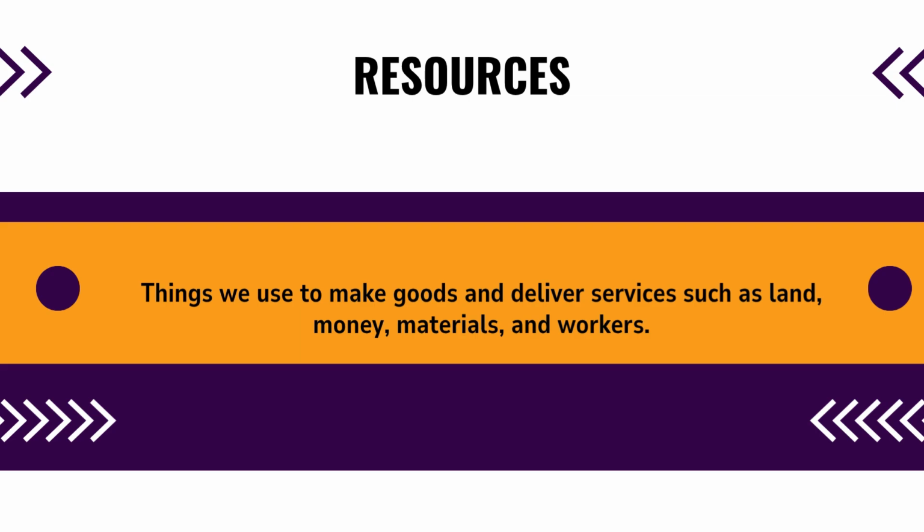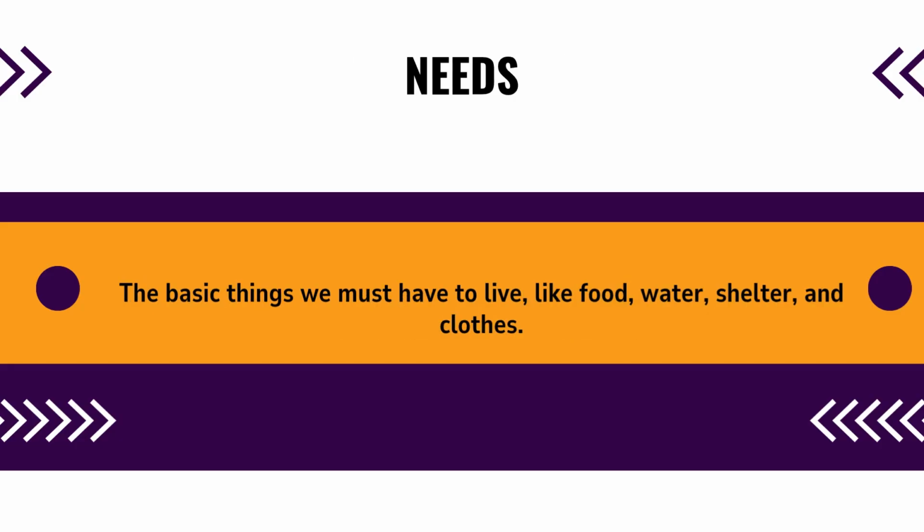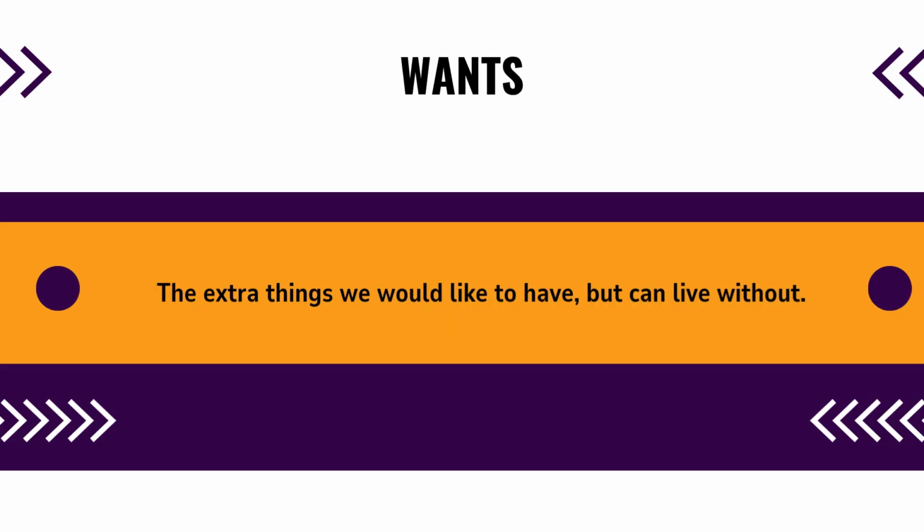Resources are things we use to make goods and deliver services, such as land, money, materials, and workers. For example, a bakery uses flour, which is material, a baker, which is labor, and an oven, which is a capital resource. Needs are the basic things we have to have to live, like food, water, shelter, and clothes. For example, we need food to stay alive. Wants are the extra things we would like to have but can live without. For example, a new phone, fancy shoes, or sweets.